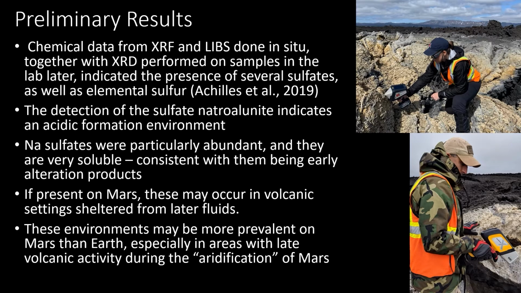And it may be that environments that were more sheltered from later fluid interactions are more prevalent on Mars than Earth, where there's not as much water activity. And those environments may have been especially likely in areas where there was late volcanic activity on Mars during this period of drier conditions on Mars.